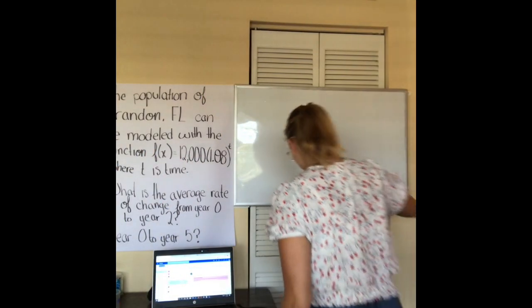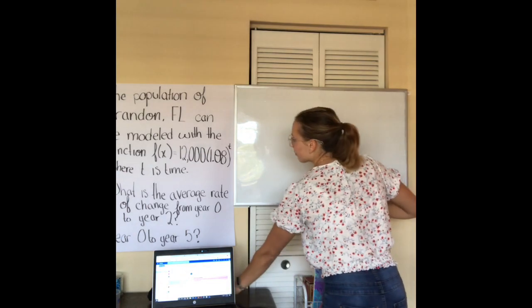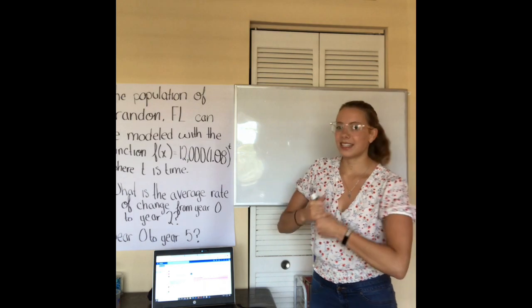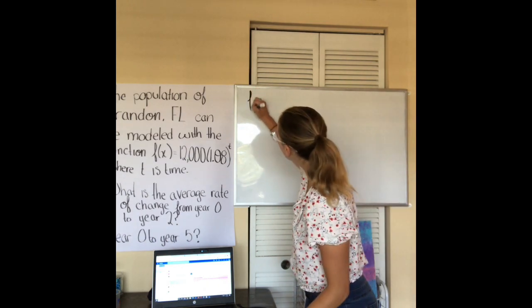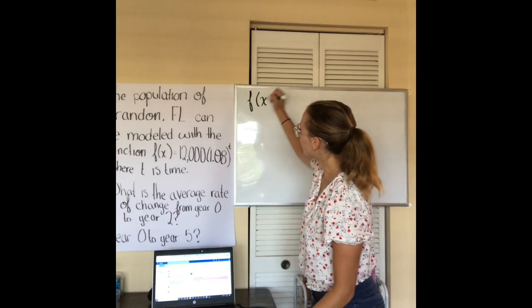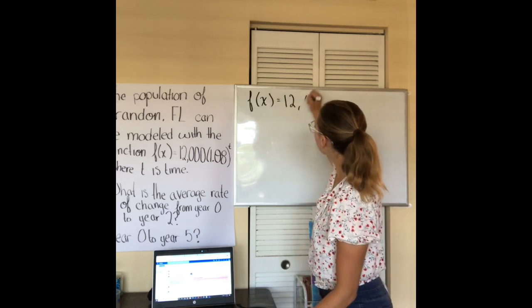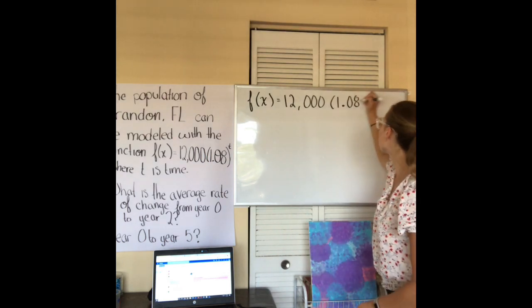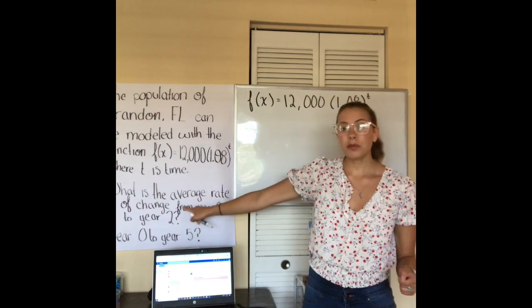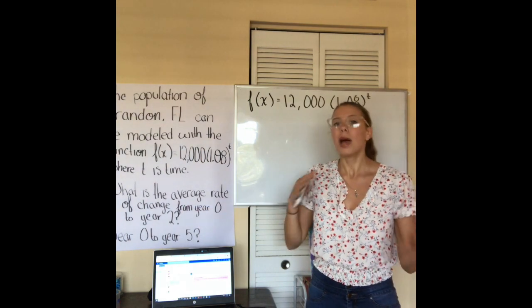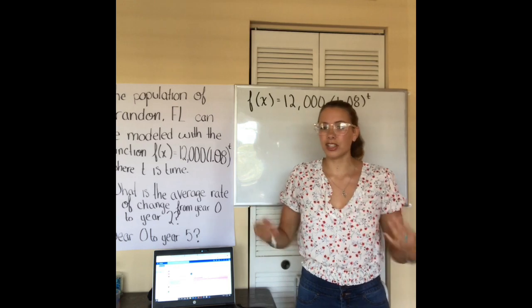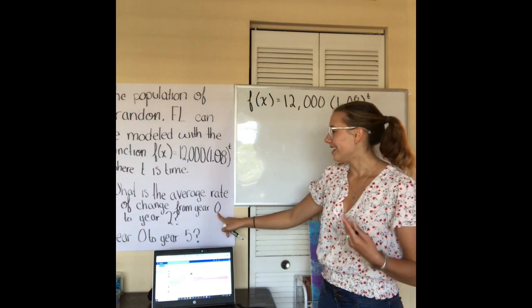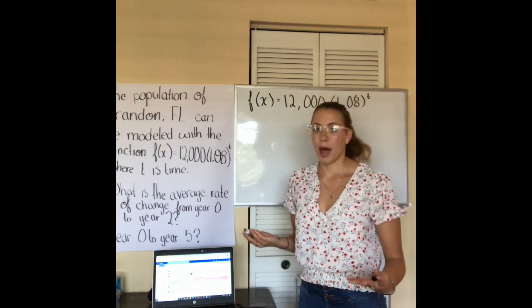So, here's my function, 12,000 times 1.08 to the t power. So I'm going to write that up here. f of x is 12,000 times 1.08 to the t power. This was question 14 and this was question 15, but I'm going to talk about them at the same time because they actually go together. So, the first thing I need to do is find year 0. In year 0, what was the population of Brandon?